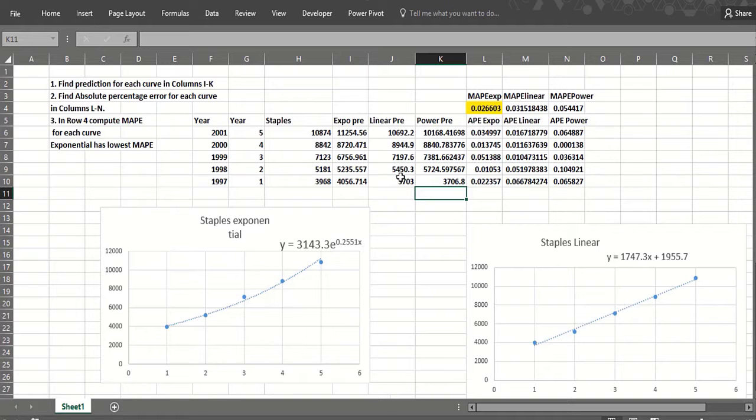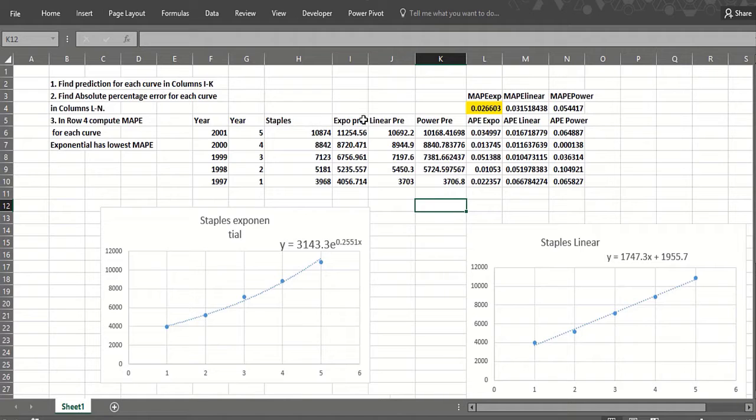Well, we find the prediction for each curve and see which is the most accurate. And I use absolute percentage error. So basically for each year and for each curve, you take what percent you're off by, which is the actual minus the predicted divided by the actual with an absolute value sign. And then whatever curve has the minimum MAPE, mean absolute percentage error, would be the curve I would use as the one that best fit the data. That doesn't mean necessarily it would forecast the best going forward, but it's the one that best fits the data.